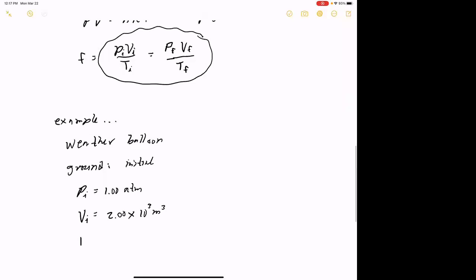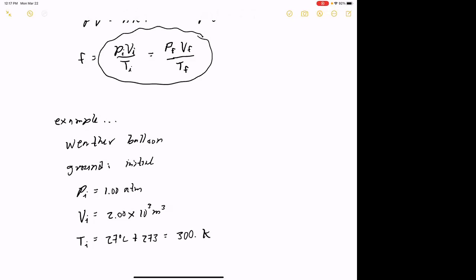And then the T initial, the temperature at the ground, is 27 degrees Celsius. But we know what we have to do. We have to turn that into a Kelvin temperature. I know how to do that. I'm going to add 273 to it, and that's going to give me 300 Kelvin. And we'll keep all 3 of those sig figs there.